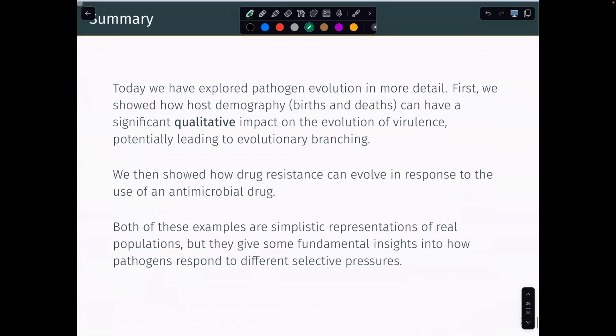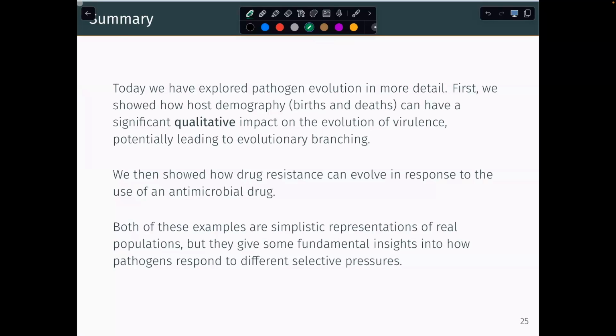Okay, that's it for today. So just to recap, we've had a look at some qualitative and quantitative examples of pathogen evolution in the context of virulence and just now in terms of drug resistance. We've shown that changing the structure of our model in terms of the demography of how host density dependence affects births and deaths can change our qualitative outcomes. We can potentially get coexistence now, diversification of our pathogen, coexistence of low and high virulent strains. And then we've also just shown quantitatively how drug resistance might evolve in response to the use of an antimicrobial drug.